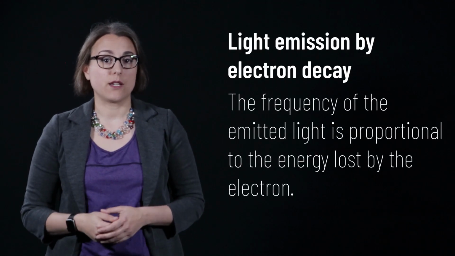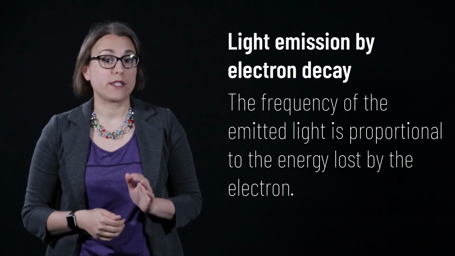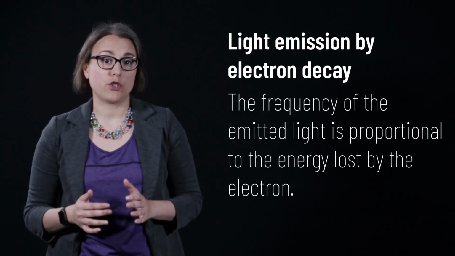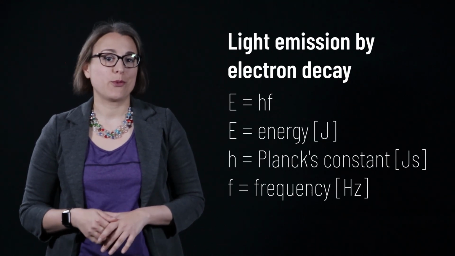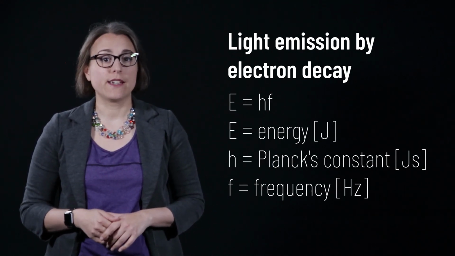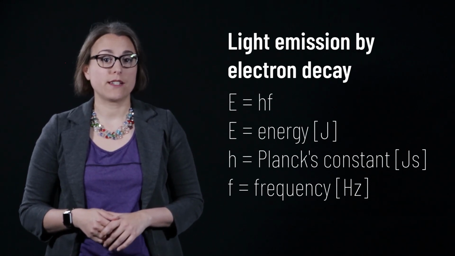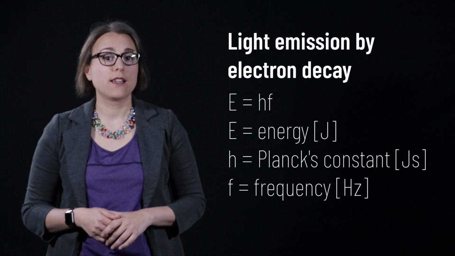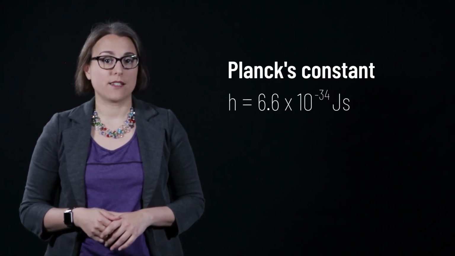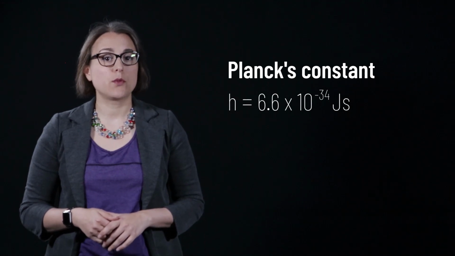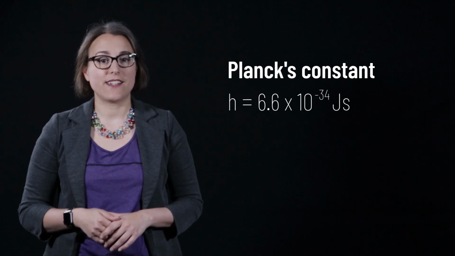The energy of that light will be proportional to the frequency of the emitted light, and is equal to the difference in energy between the two energy levels that the electron jumped between. The equation we can use to determine that frequency is E equals hf. The energy of light is equal to Planck's constant times the frequency of the light. Planck's constant, represented by the lowercase letter h, is equal to 6.6 times 10 to the negative 34 joule seconds.